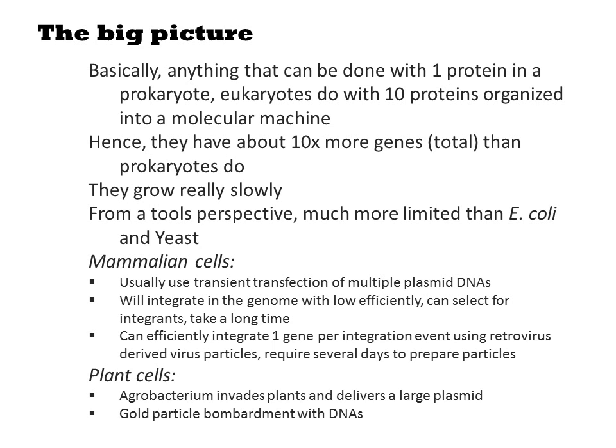Many plants are also genetically tractable. Agrobacterium is a bacterium that invades plants and delivers a large plasmid. Genetic manipulation systems derived from Agrobacterium enable users to manipulate the plant genome. Some plant cells are also amenable to gold particle bombardment strategies to introduce synthetic DNAs.